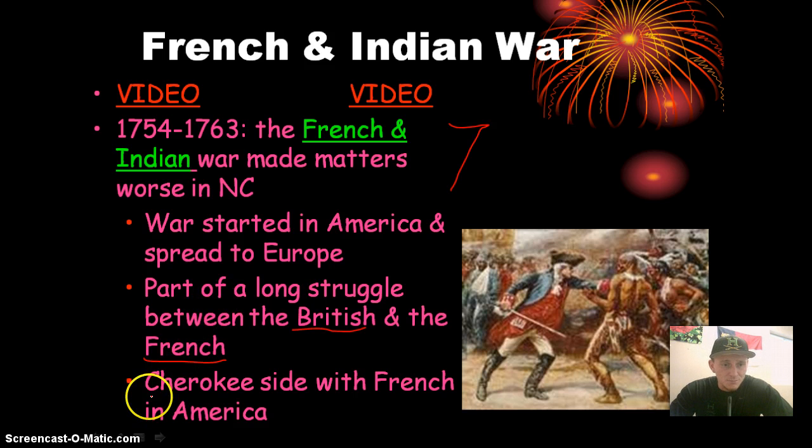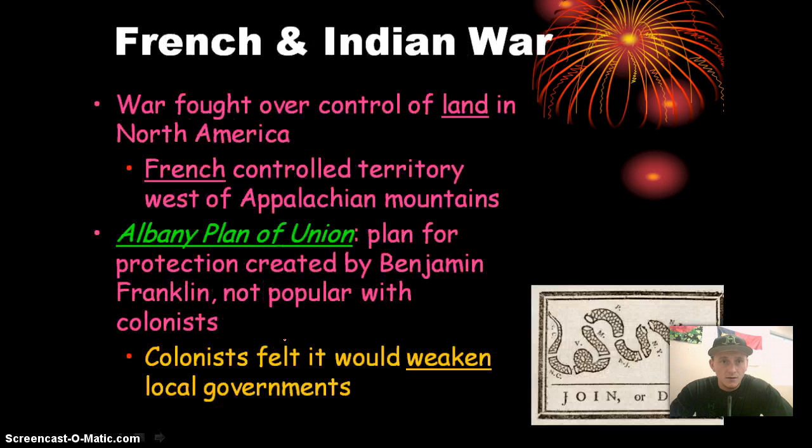Okay, the last bullet, the Cherokee are going to be on the side of the French, because the main reason was the British actually treated the Cherokee with little respect. Remember, the British kicked them off their land and killed them, and told them to get out of their land. All right, the French and Indian War. The war was fought over land. That's what you need to know.